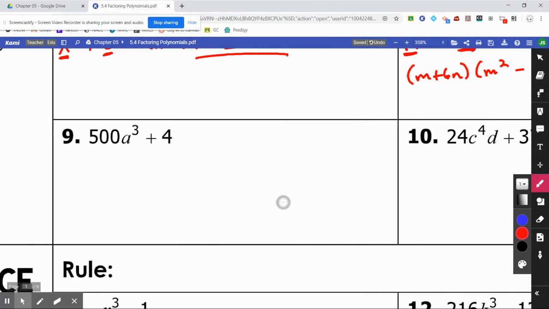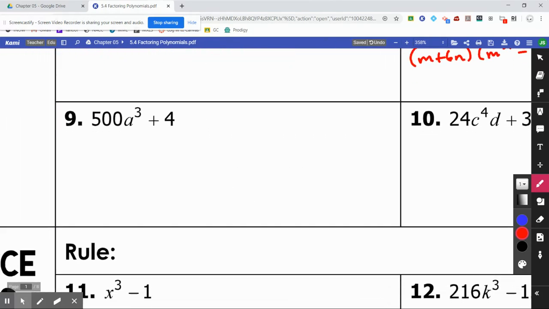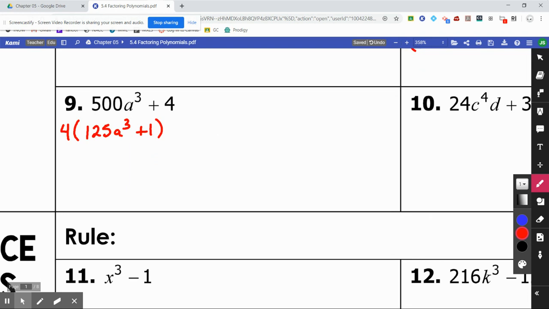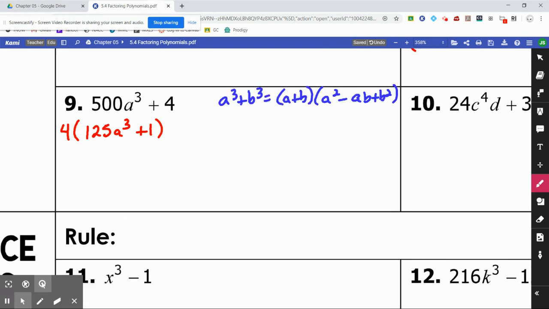Number 9, is this a sum of cubes? Not yet, but let's go ahead and factor out. I believe the 4 is in common. So pull out the 4. You're left with a 125a to the third plus 1. So now, yes, we do have sum of cubes. So let's look at our formula. So there it is. So let's go ahead and bring down the 4.